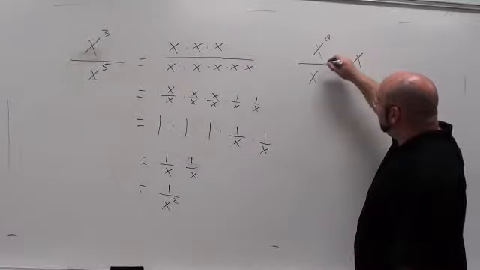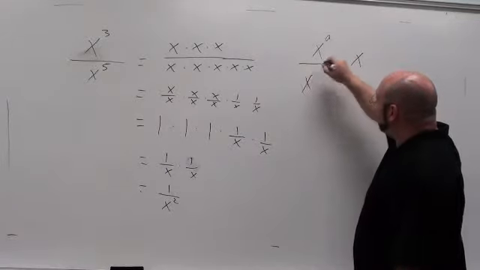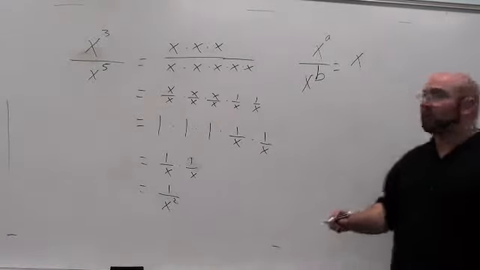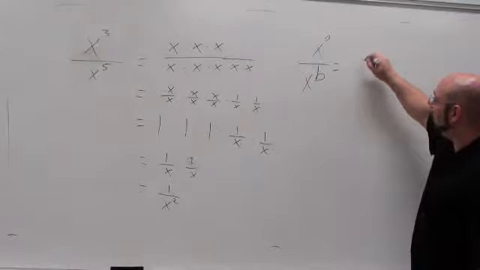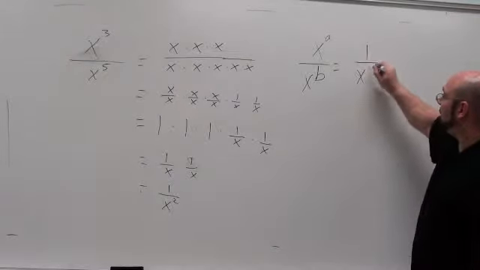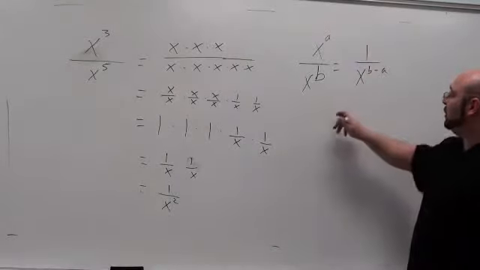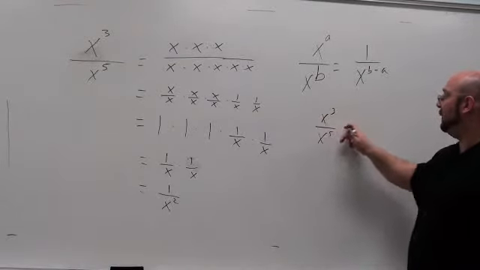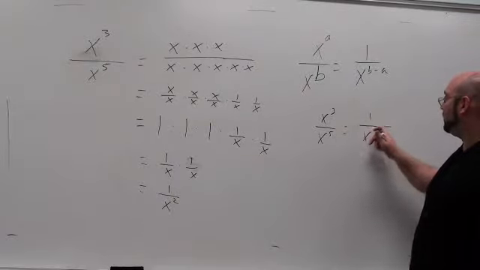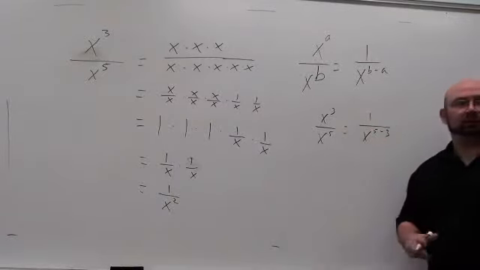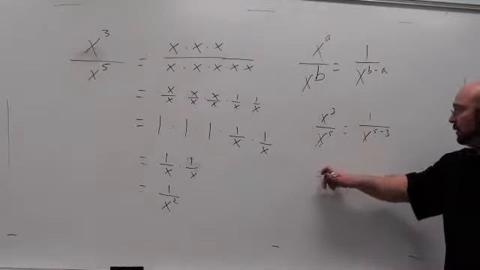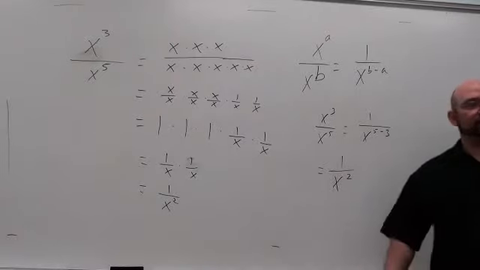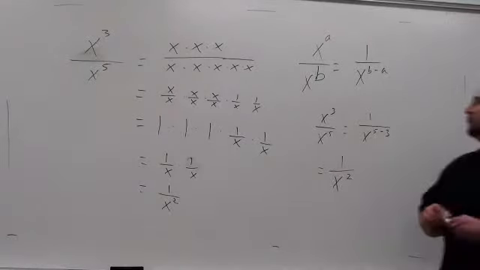Notice my a is here, but my b is bigger, right? Just like the 5 is bigger than the 3. So in this case, we're going to say 1 over x to the b minus a, which in our case, x cubed over x to the 5 is 1 over x to the 5 minus 3. All right? Which is 1 over x squared. Just like that. Okay?